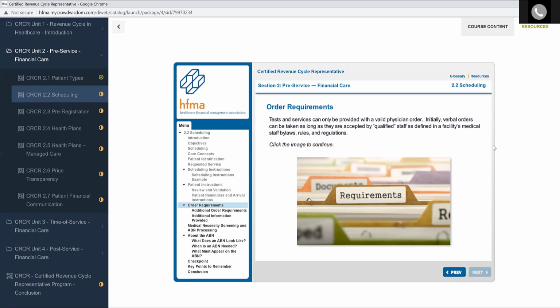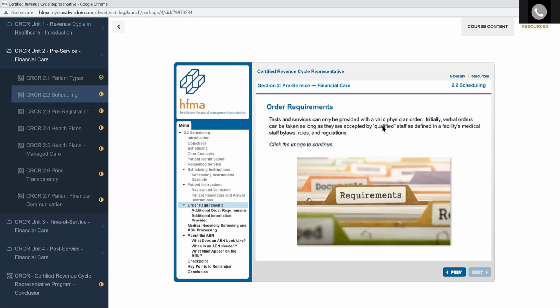Moving along, order requirements. Tests and services can only be provided with a valid physician order. Now, I know that that's 100% sometimes a test question. It'll say something along the lines of "tests and services can only be provided with," and it'll give you the choices. The answer is with a valid physician order. You have to have a valid physician order in order for the service to be provided.